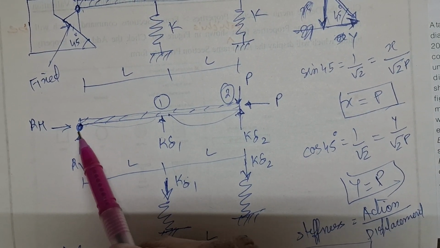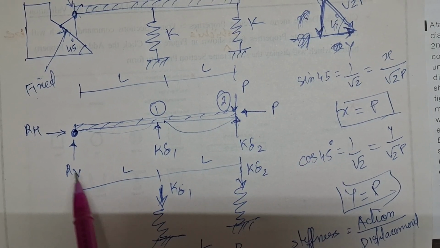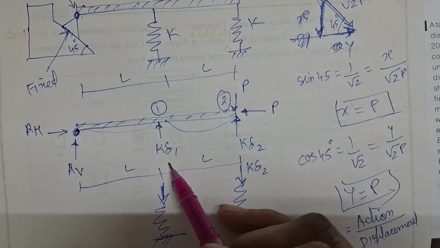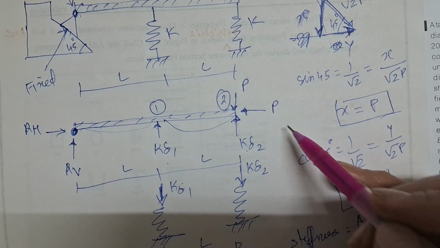Now just see, this is your hinge end. So we are having all these forces: RH, RV, K delta 1, K delta 2, and this P.